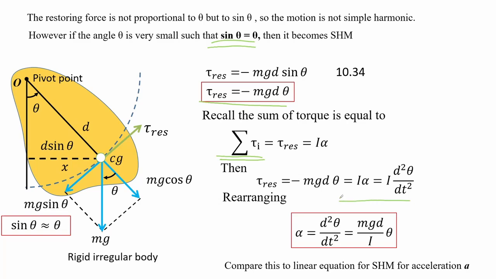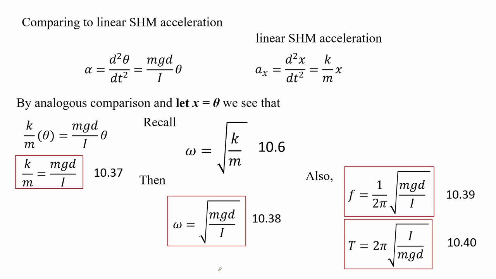Rearranging this equation we get an expression for the angular acceleration for a rigid body assumed to be operating in a simple harmonic motion. You can compare this to a linear equation for simple harmonic motion for acceleration. Here we have comparisons of the linear acceleration and we get an expression for the angular velocity, frequency, and period for the angular type of system shown in equations 10.38, 10.39 and 10.40, respectively.